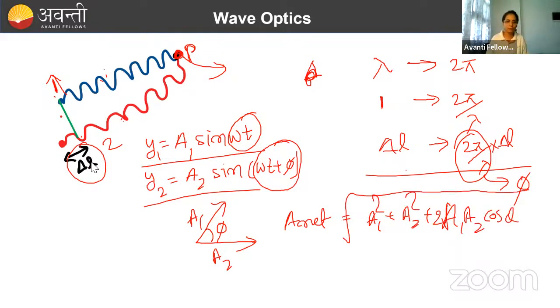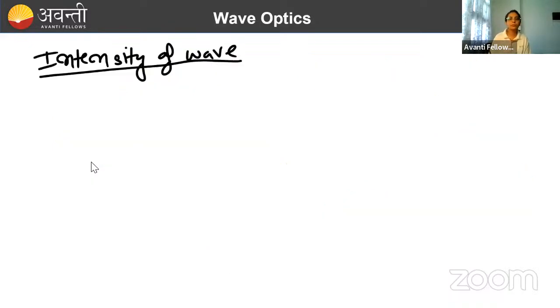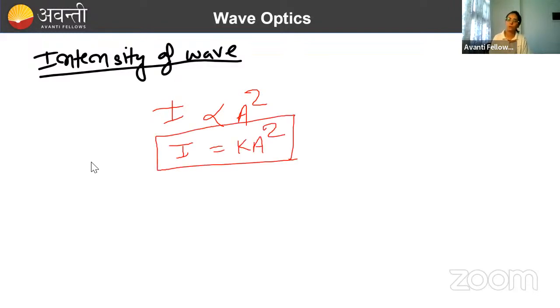So this thing I've already discussed. Now intensity of wave. You must already have studied that intensity is directly proportional to amplitude square. Done. So I can be written as K A square. This is your intensity formula.